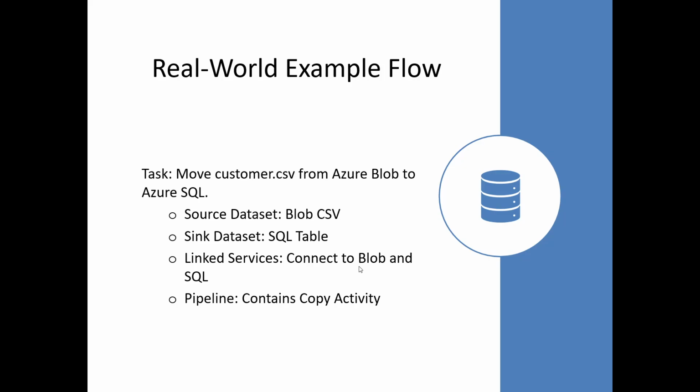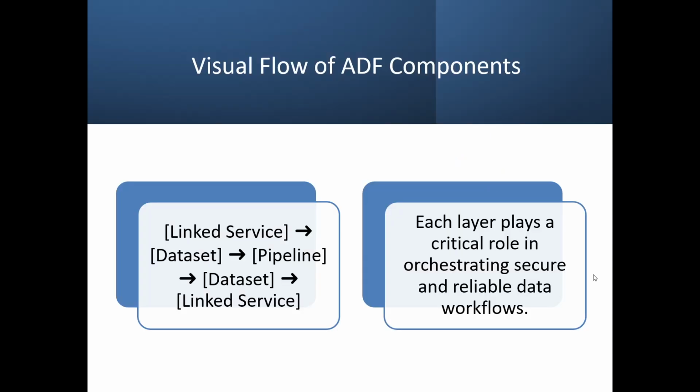So this is our visual flow. We see the linked service, dataset, pipeline, and each layer. One thing we have to understand is each layer plays a critical role in orchestrating secure and reliable data workflows.